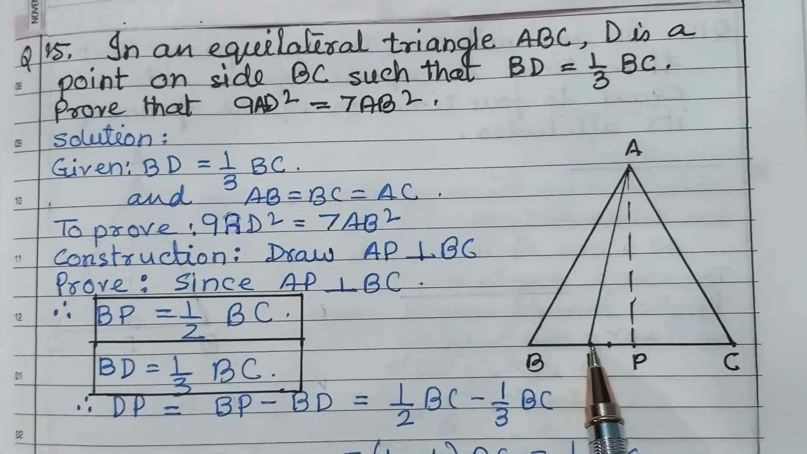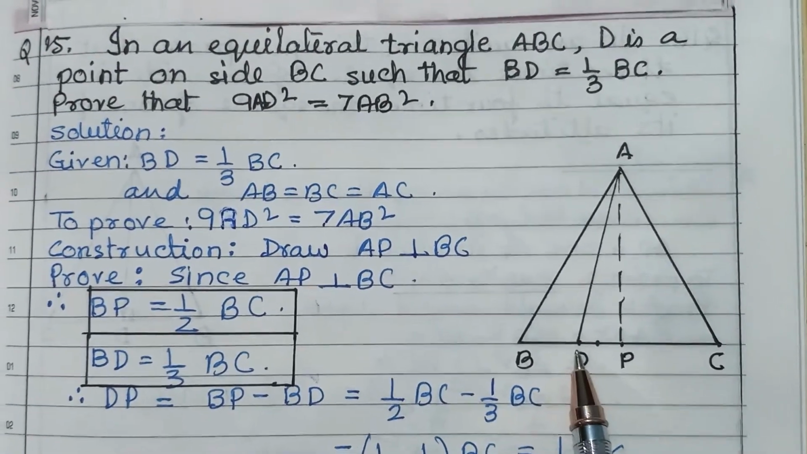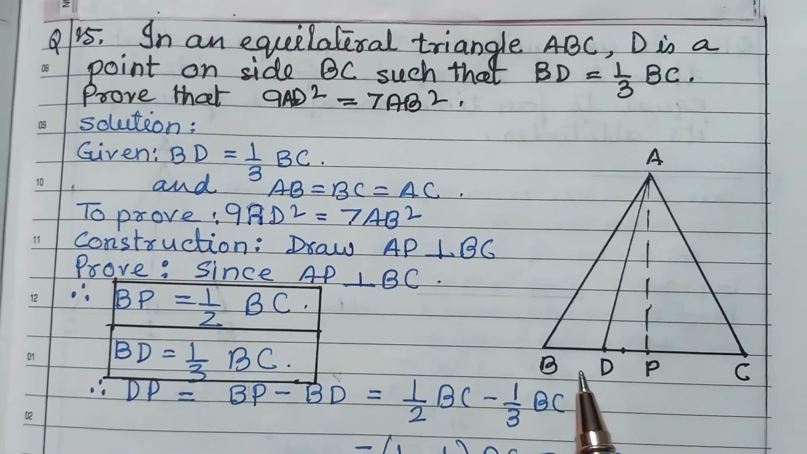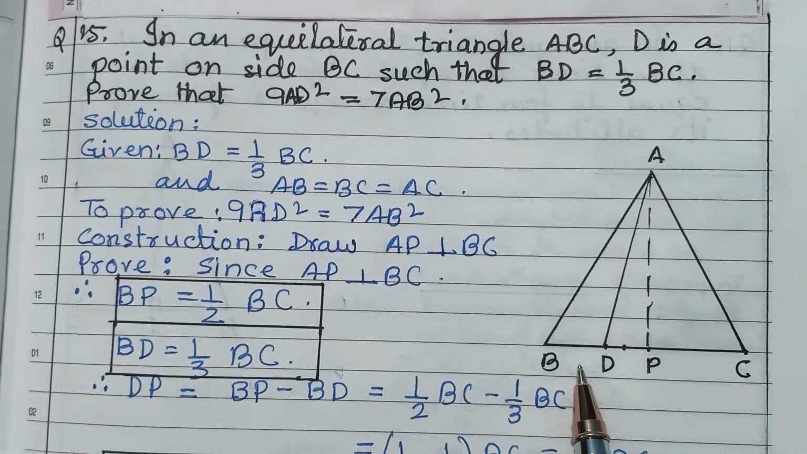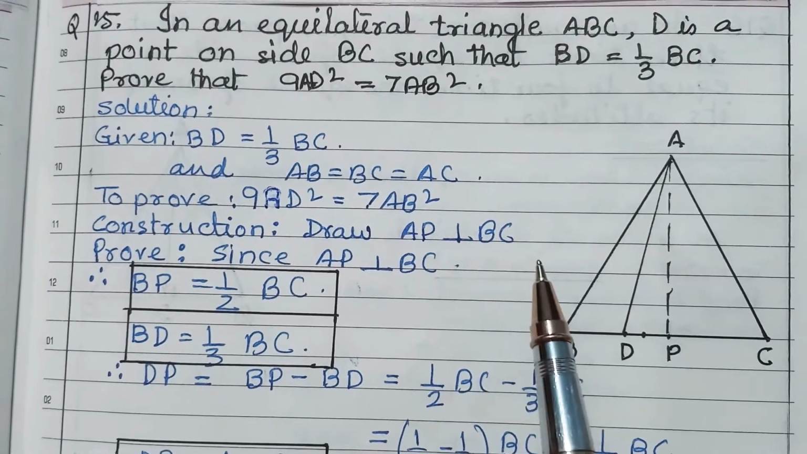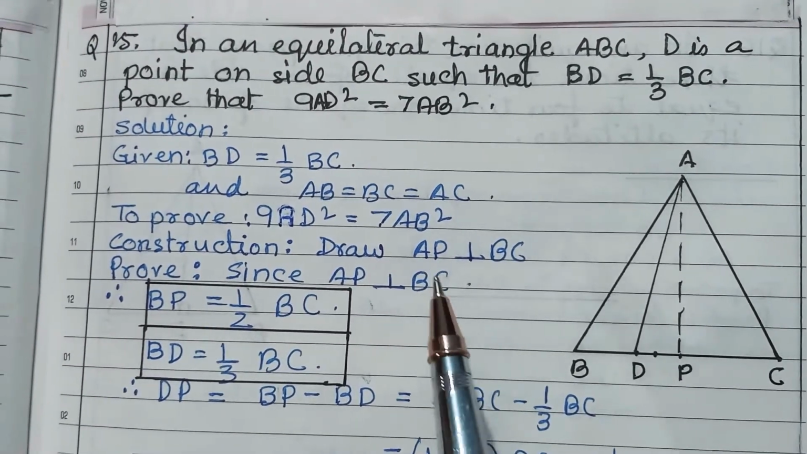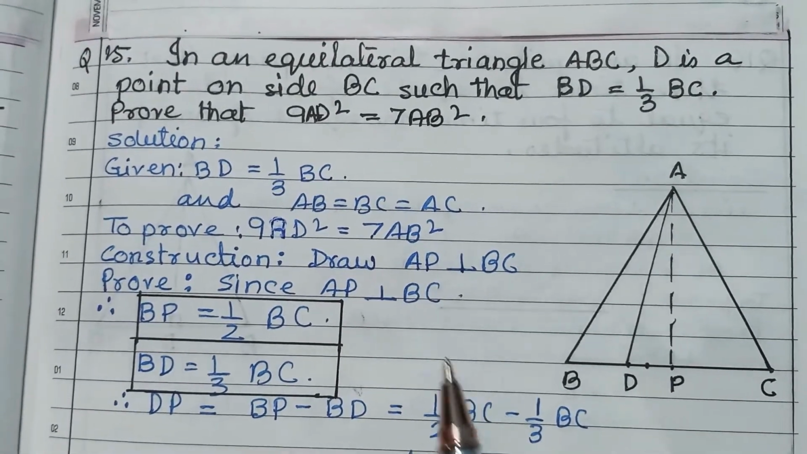Next question is, in an equilateral triangle ABC, D is a point on side BC such that BD is equal to 1/3 BC. Prove that 9 times AD square is equal to 7 times AB square. It is a very important question, and many times this came in the CBSE board exam. This year also, in the 2020 board exam, this question already came.